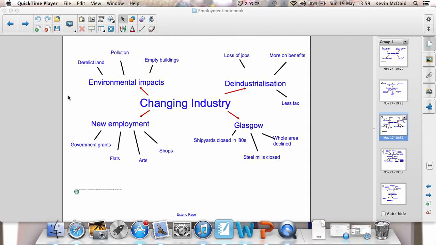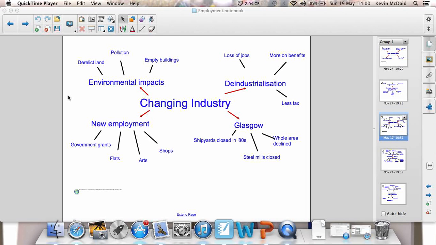An example of a place where this happened was Glasgow. It used to be one of the biggest shipbuilding centres in the world. It closed in the 80s, the whole area declined, steel mills closed, and the whole area just basically didn't come out of it very well. It has improved in recent years, but it's gone through quite a few years of quite bad times.